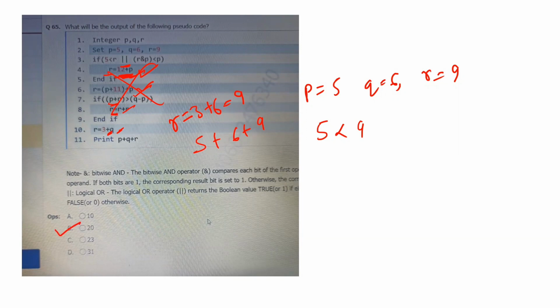So these were some of the questions that we wanted to discuss with you, and they have been asked in the Accenture exam itself. So I believe that was helpful for you.